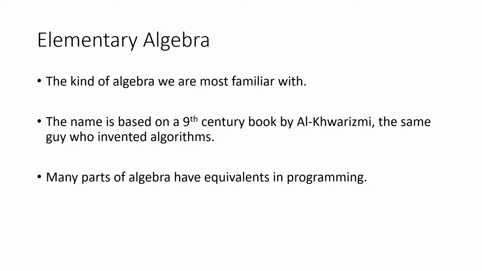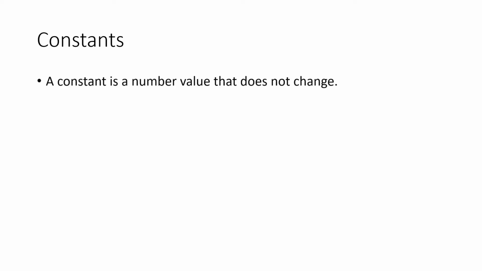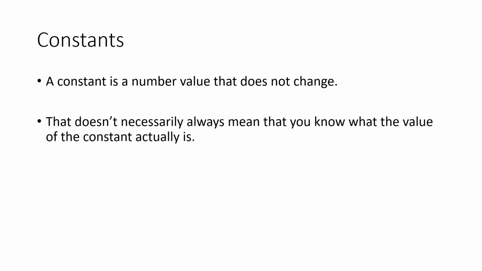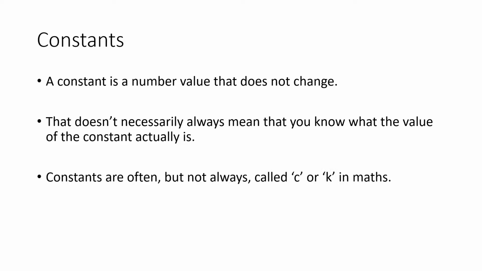So many parts of algebra have equivalents in programming, such as constants. A constant is a number value that doesn't change. That doesn't necessarily always mean that you know what the value of the constant actually is. It may be an unknown constant. Typically, they're called C or K in an equation, but not always. In fact, we'll see maybe a few that aren't over the course of the next few videos.